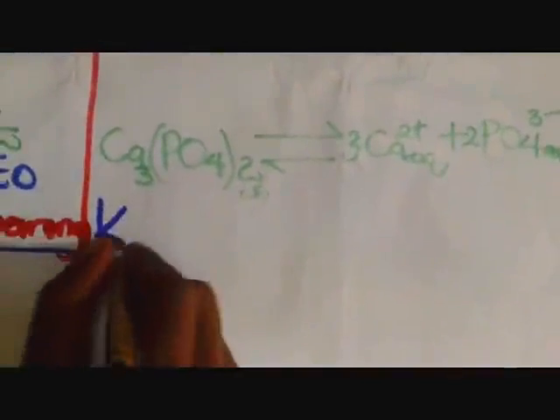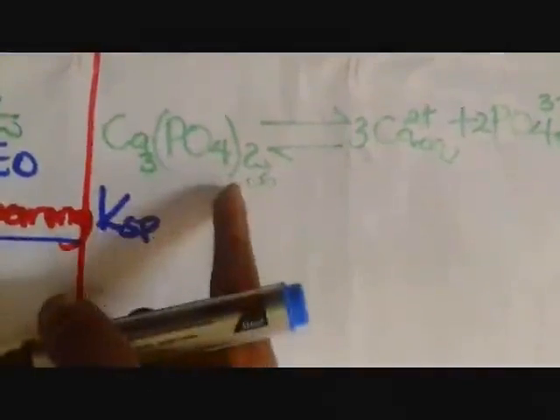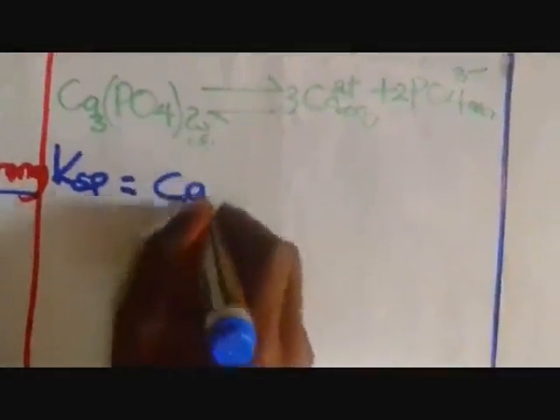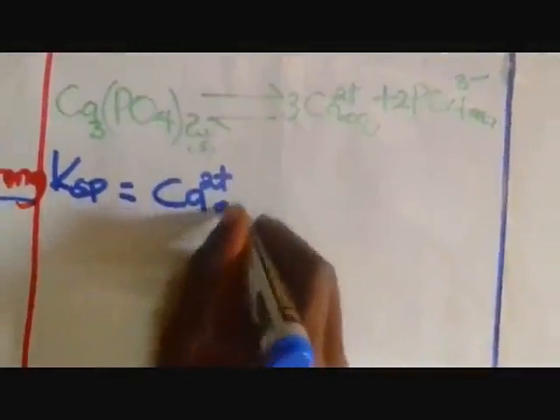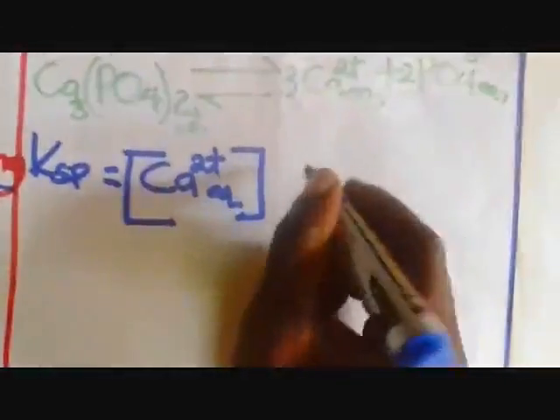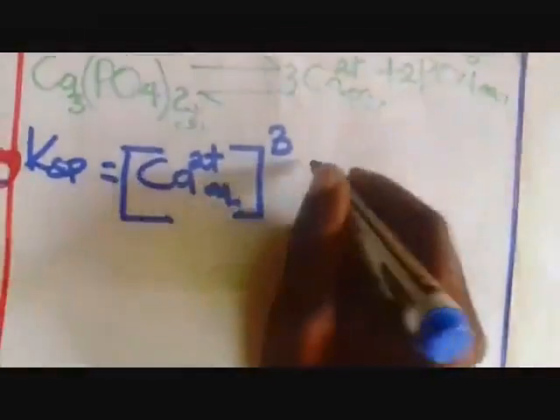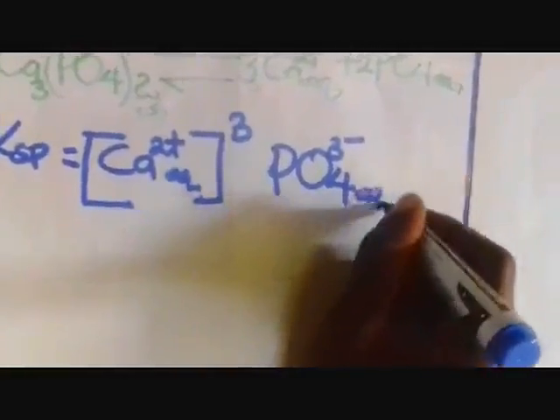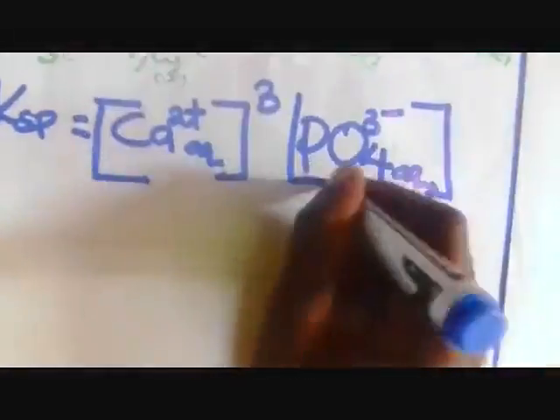Similarly, for this one here, we are going to say KSP of calcium phosphate, after writing the equation, is going to become the concentration of calcium ions. Remember, we said you use that square bracket like that. Then powered by 3, because of the issue of raising to appropriate power. Then times the concentration of phosphate ions, like that, but also raised to the appropriate power. The power here is going to be 2.